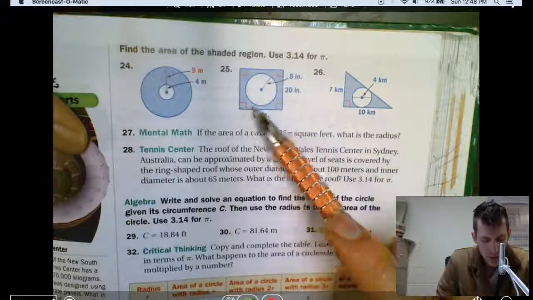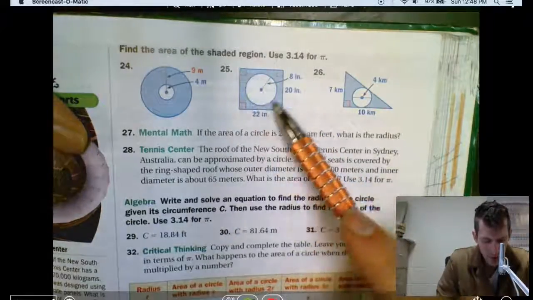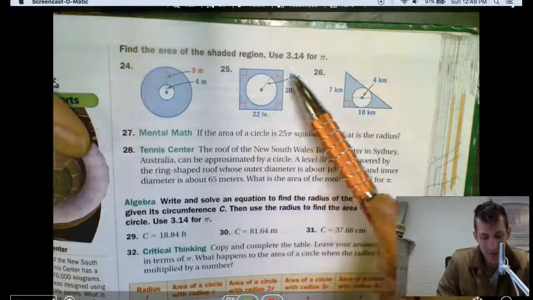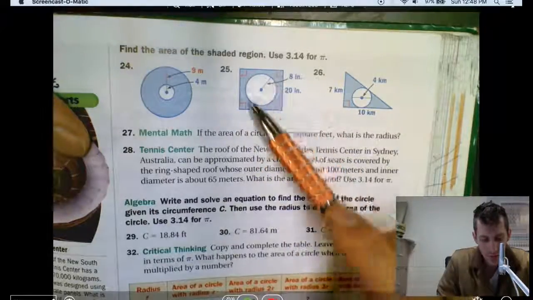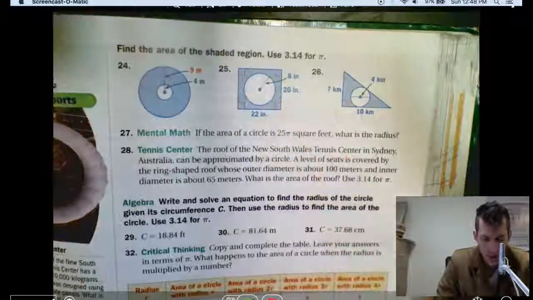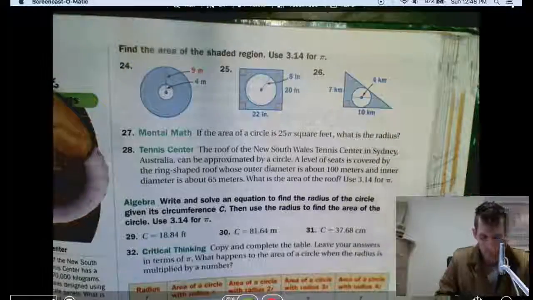For this one, how do you find the area of like a funky outside circular shape box type thing? Well, it's actually quite easy. Find the area of the box, find the area of the white circle, subtract the white circle area from the box area. There you go. And it looks like that's what you're going to be doing here too.